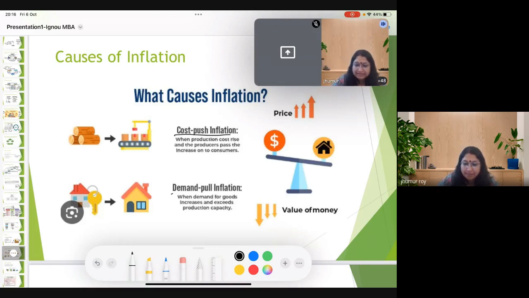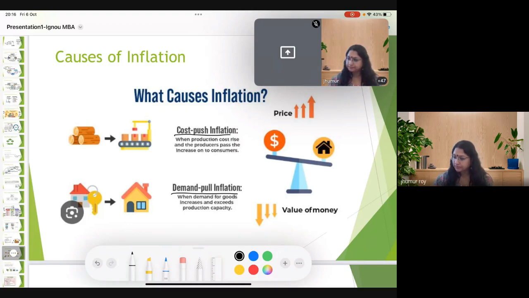The second is demand pull inflation. That means people now have money. As I told you in Rostow's stages, you come to mass consumption. More people have more money and they want to spend it, so they demand more and more things in the market. So the inflationary pressures will be more and inflation rates will go up. That is called demand pull inflation. So there are two reasons why inflation takes place: cost push inflation and demand pull inflation.